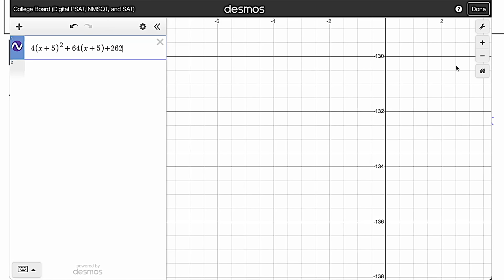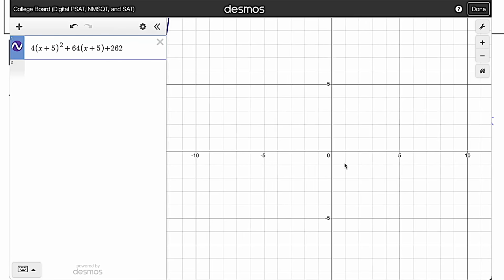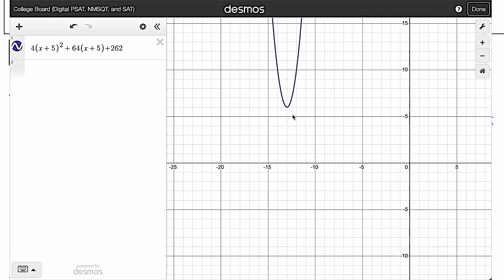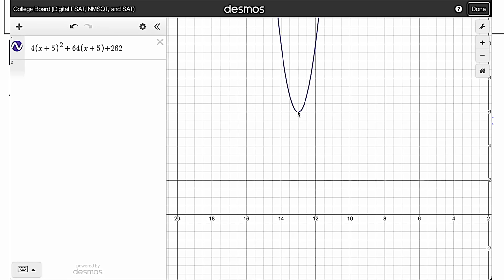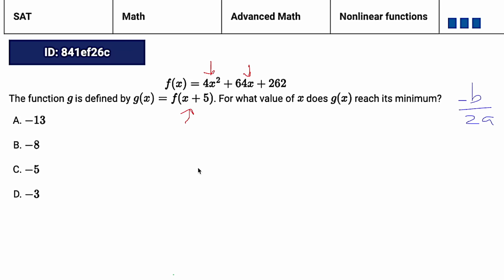And we're looking again for the vertex. You can always hit the little home button here if you've been screwing around like I have. And then boom, there's a vertex. There's our minimum. Hover over it. -13 is our answer. So that is choice A, -13.